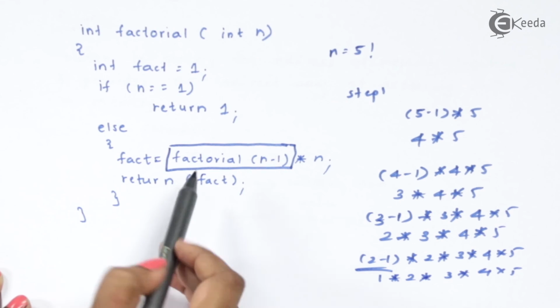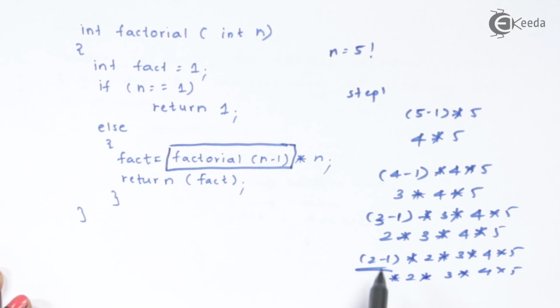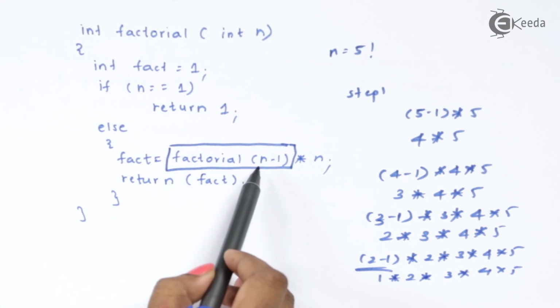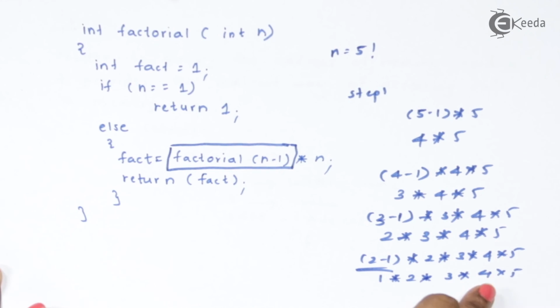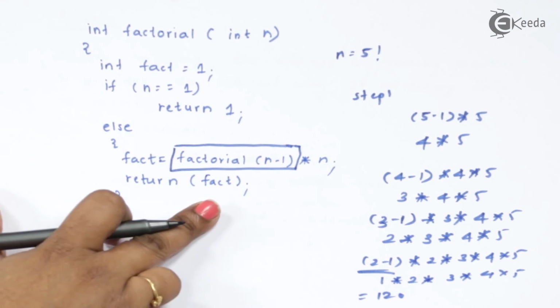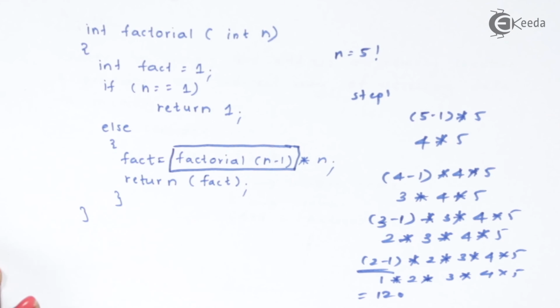At this iteration you got the factorial(n minus 1) value as 1. So when it is 1, it will return 1 and it will stop. So your final answer is going to be 1 into 2 into 3 into 4 into 5. So it is nothing but 120, and then you will return the factorial to the main function.